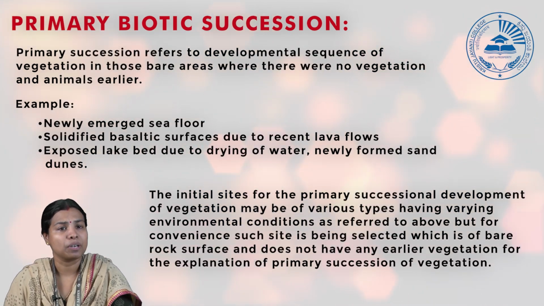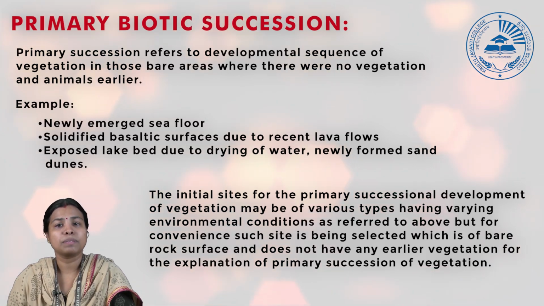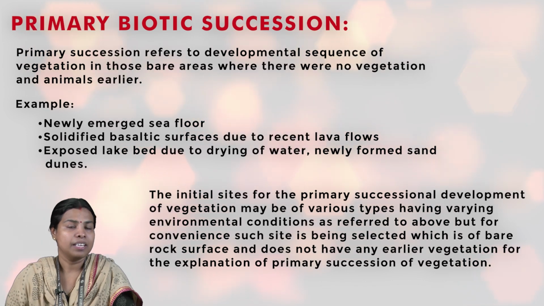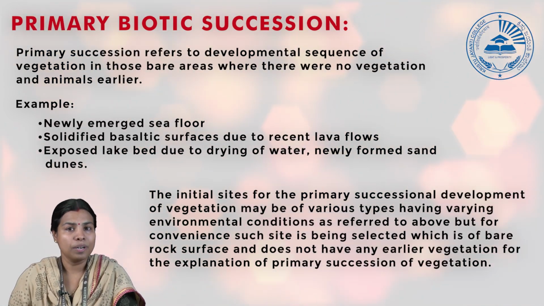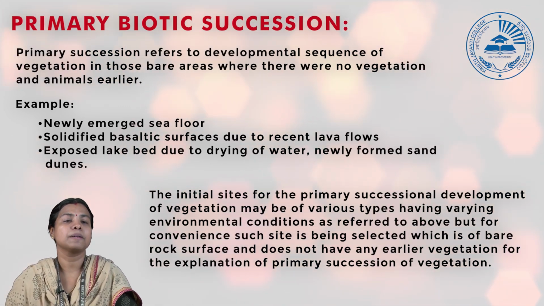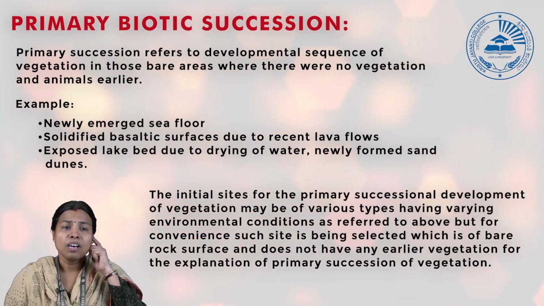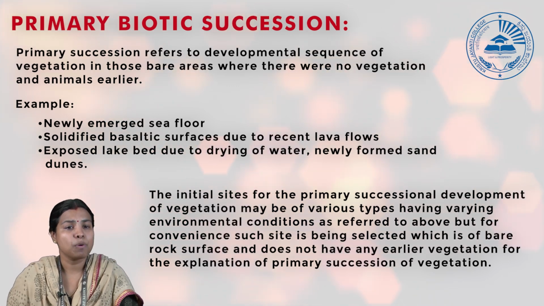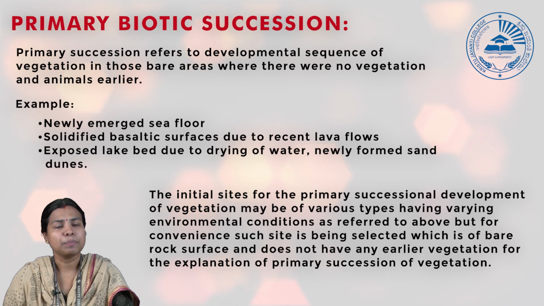One is primary biotic succession, which means the developmental sequence of plant vegetation in bare areas where there was no vegetation and no animals earlier. No vegetation or cattle was reported over a long period of time in that area. If succession starts there, we call it primary biotic succession. Examples: a newly emerged sea floor, solidified basaltic surfaces due to recent lava flows, and an exposed lake bed due to drying up. These are a few examples of primary biotic succession.